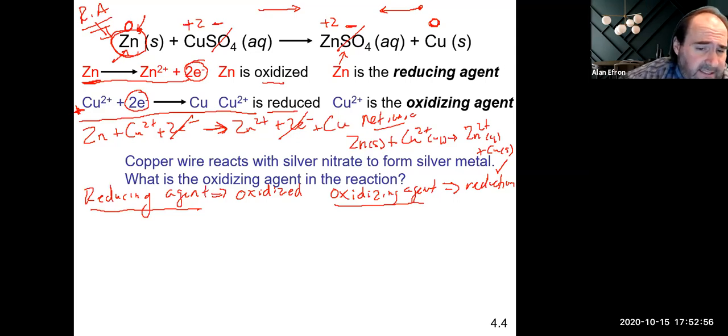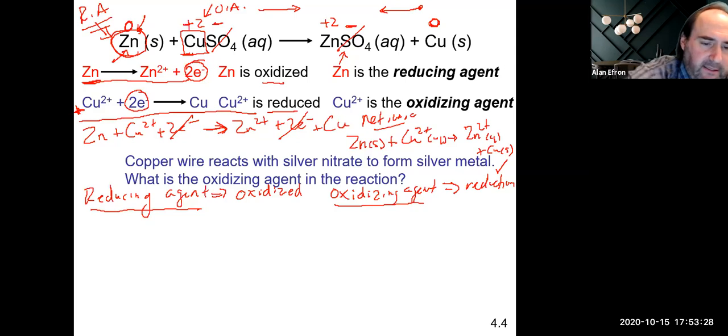The oxidizing agent is actually the copper 2 that's here. And it's actually this guy that's the oxidizing agent. Again, it is that copper 2 that is going to gain the electrons and cause the oxidation of the zinc. So if you have to identify the oxidizing agent or the reducing agent, it is usually found on the reactant side of the equation. Any questions on that there?